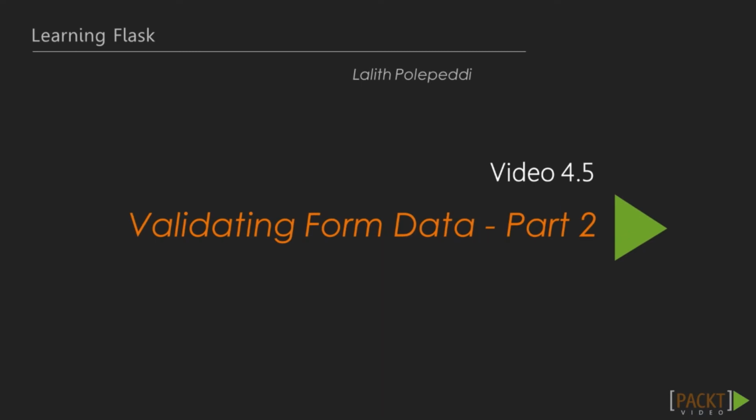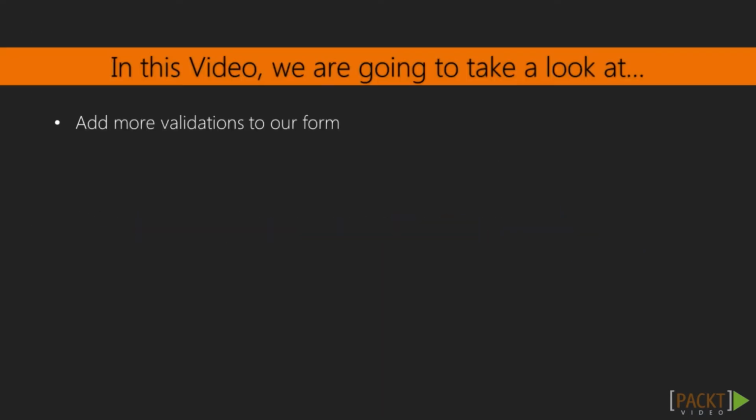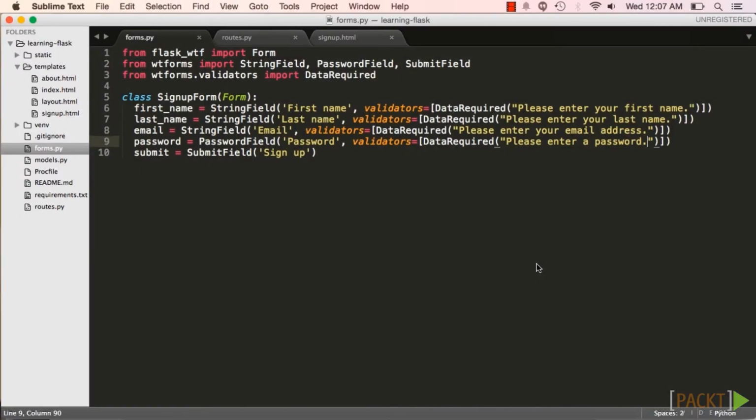In the last video, we implemented some useful form validation. Let's add 2 more in this video. We used the DataRequired validator to make sure that each field was filled out. So what else should we validate? We should probably make sure that the info entered in the email field is actually an email address. We can do this with the Email validator. Let's follow the same steps as we did with the DataRequired validator.